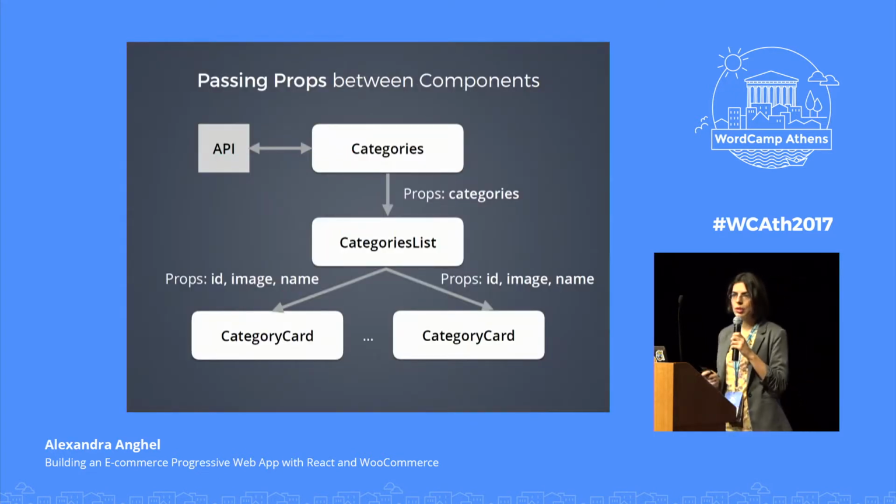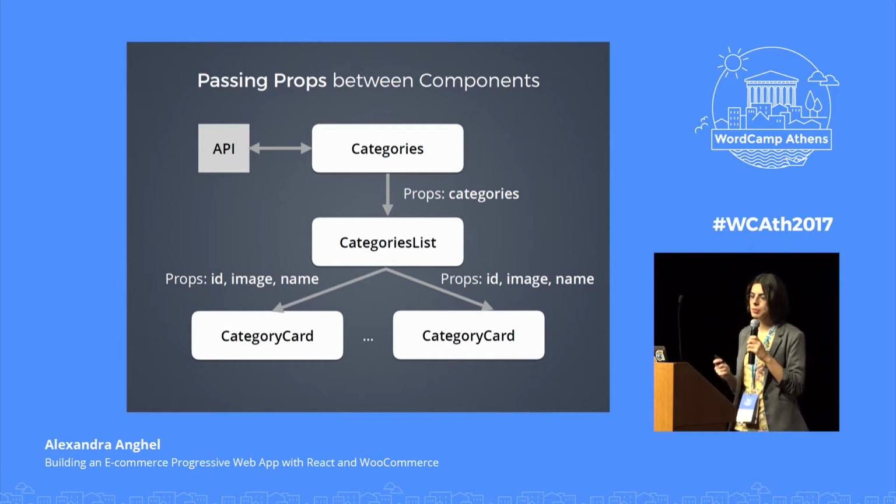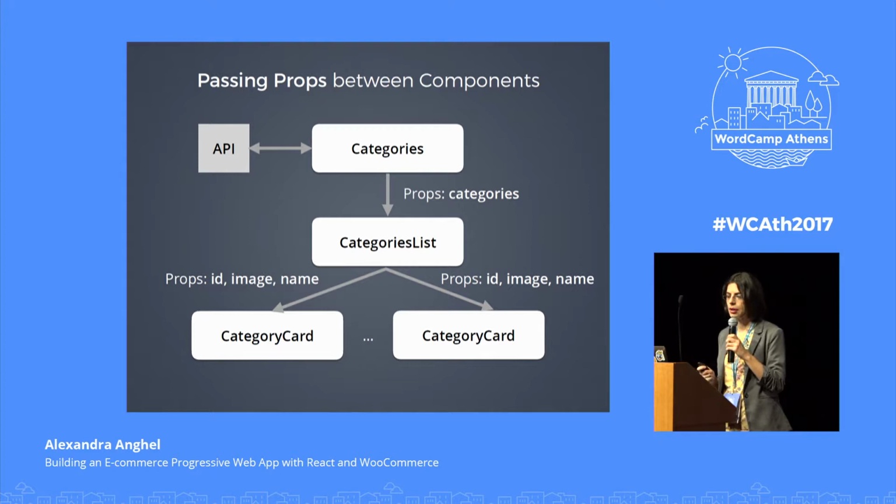All these components communicate by passing props between them. The main categories component calls the API, and once it gets back the categories data, it passes that down to the categories list component. In its turn, the categories list renders multiple category cards and passes down the category details to each of them.